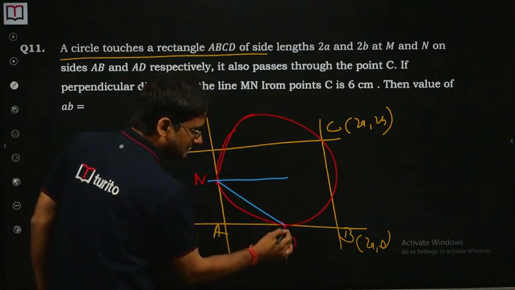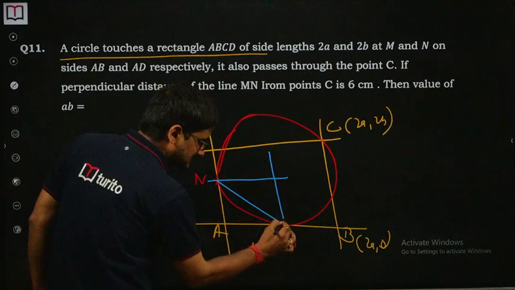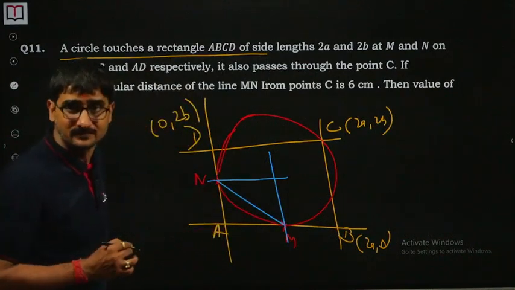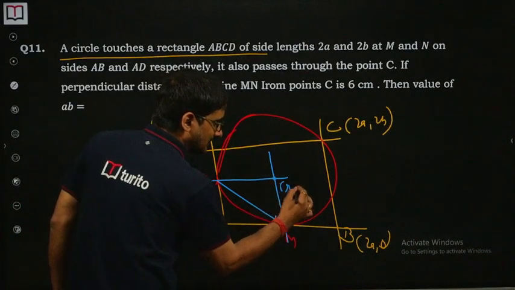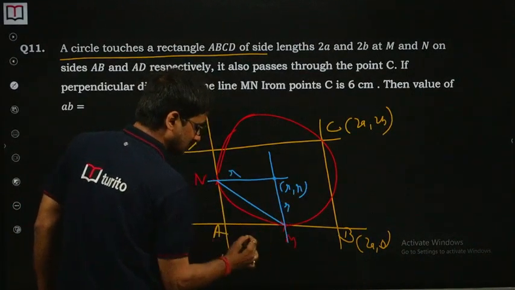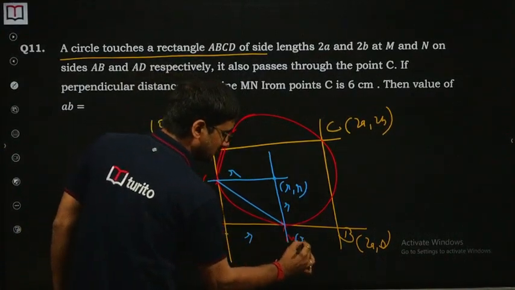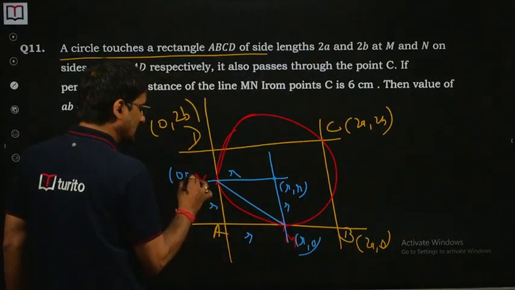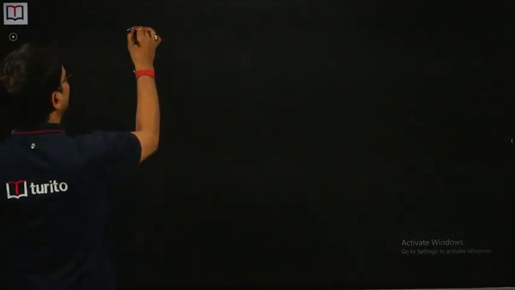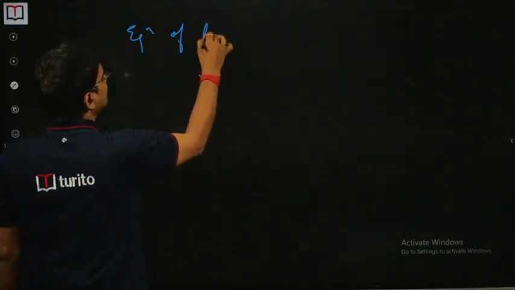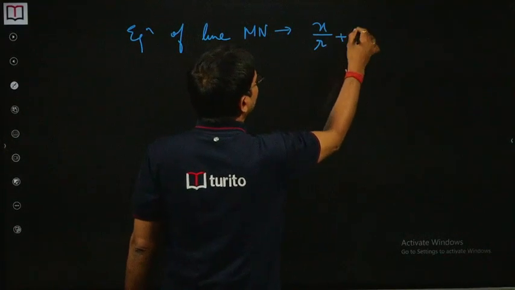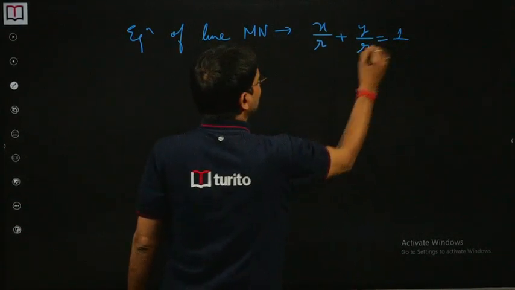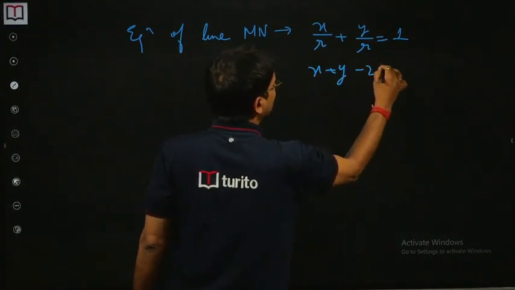Similarly, the perpendicular to the tangent x-axis at point M passes through the center. So this is the center, and the coordinates are (r, r), because this is also r, this is also r. So this point is (r, 0), and this is (0, r). That means the equation of line MN is x/r + y/r = 1, so x + y - r = 0.